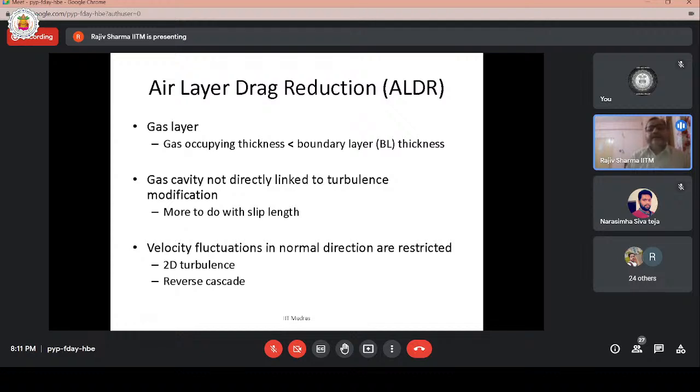Air layer drag reduction, ALDR. The gas layer occupies a thickness which is less than the boundary layer. Gas cavity is not directly linked to turbulence modeling. It is more to do with the slip length. Velocity fluctuations in the normal direction are restricted. So the three-dimensional turbulence will reduce to two-dimensional turbulence, and you will have the reverse cascading effect.